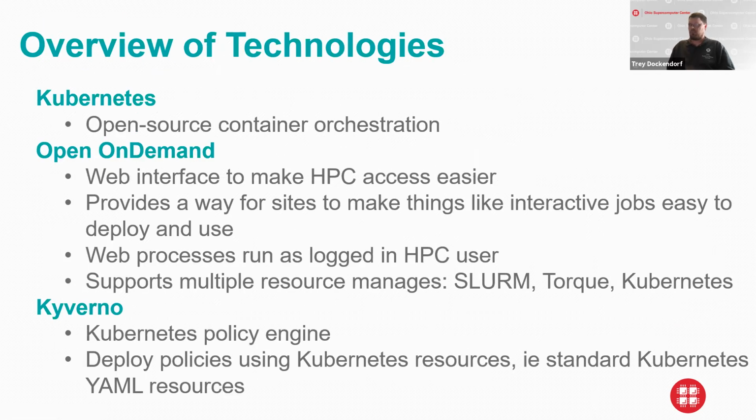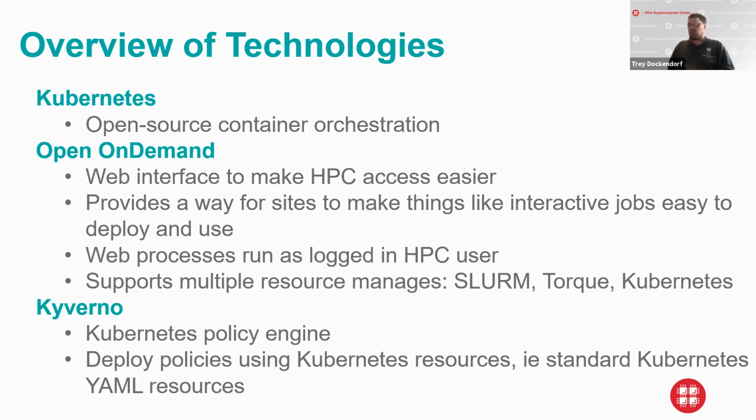All right, so the overview of technologies. First, Kubernetes is the open source container orchestration system. Open OnDemand, which Alan covered a little bit, is a web interface to make it easier for people to access HPC resources. One of the things it does is make interactive apps very easy to deploy, things like Jupyter and RStudio.